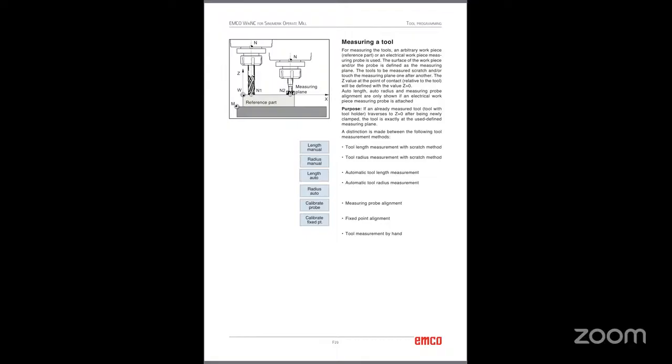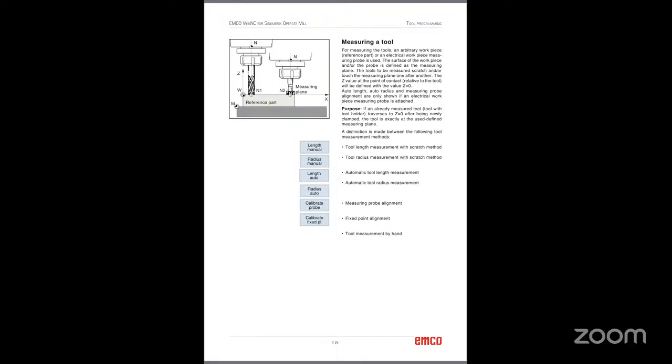So for that, we need a reference plane. We need a reference surface with the help of a reference block or workpiece or electrical tool probe. The surface is what is called a measuring plane. So tool measurement will be based on two methods. One is tool length measurement, scratch method. So tool will touch the reference block. So based on that surface, it will calculate the tool length.